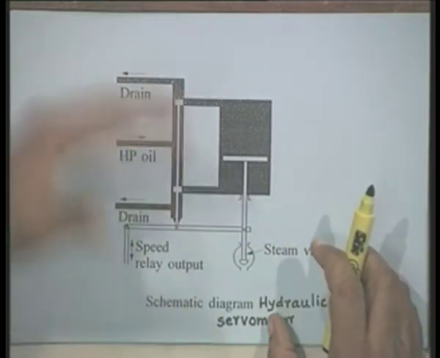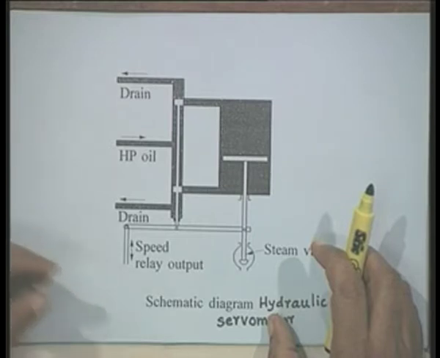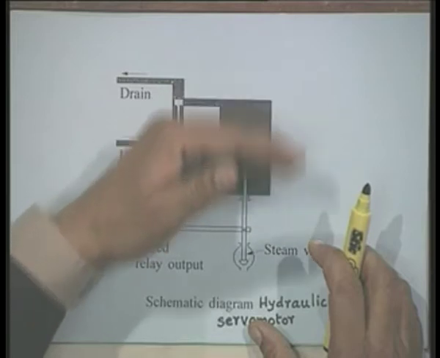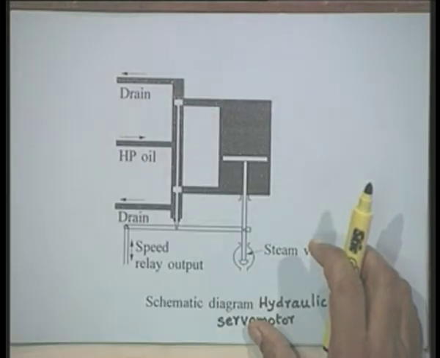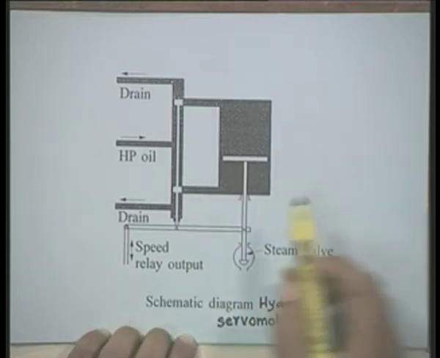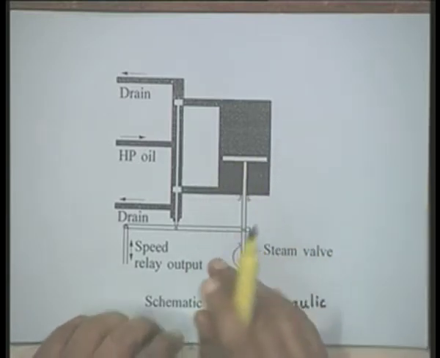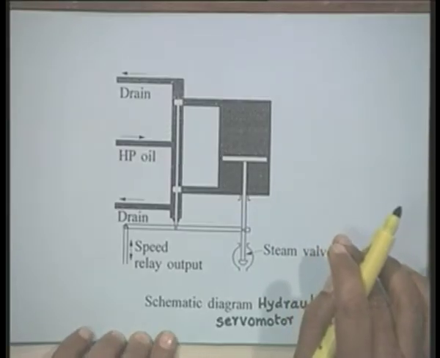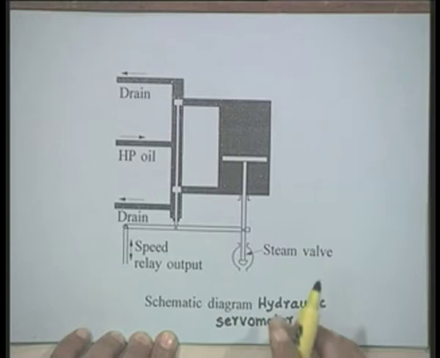Therefore, through this mechanism the hydraulic servo motor, because of the high pressure oil which is maintained, this power amplification takes place. The amount of amplification will depend upon the cross section area of the hydraulic servo motor or piston, and the pressure which is maintained in the high pressure oil. These are the parameters which will determine it.